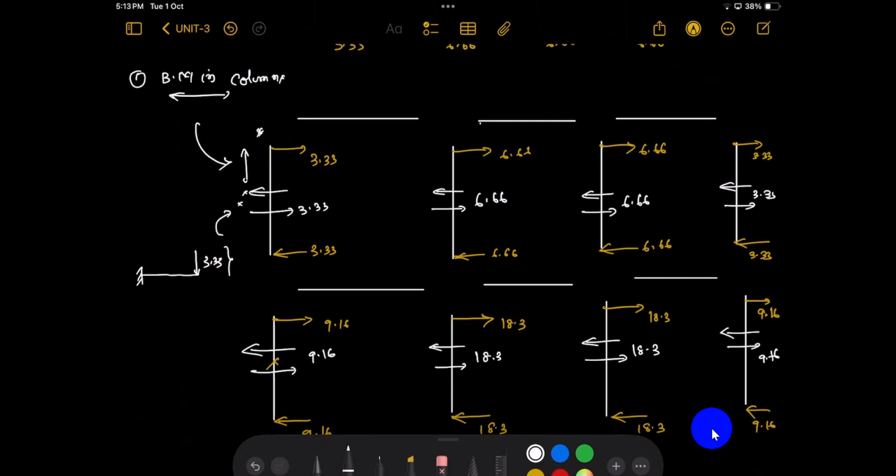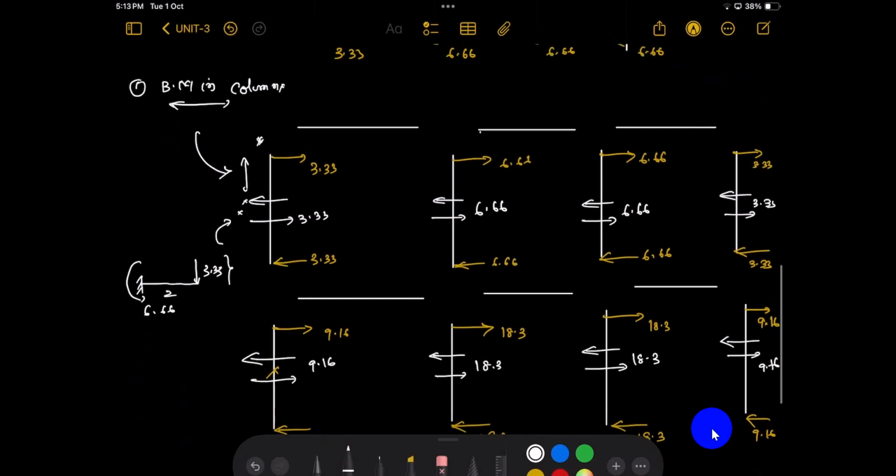So what is the moment and what is the direction? The moment will come here. This moment is 6.66. What is the moment direction? You can easily take it as anti-clockwise. What is that value? 6.66.